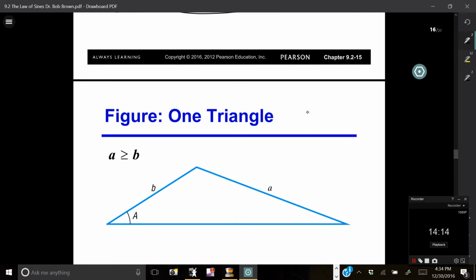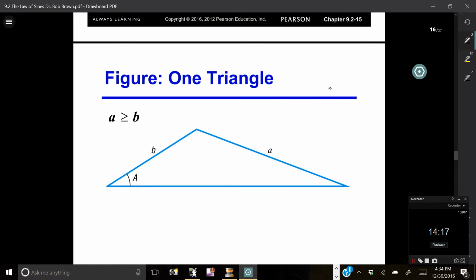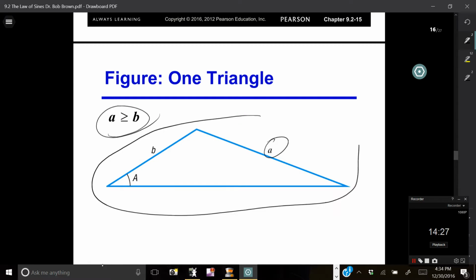Now, if A is larger than B, more than or equal to B, then you have one triangle that looks like this.